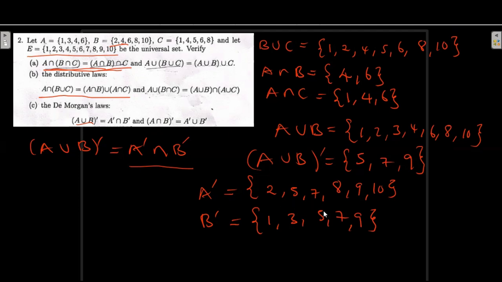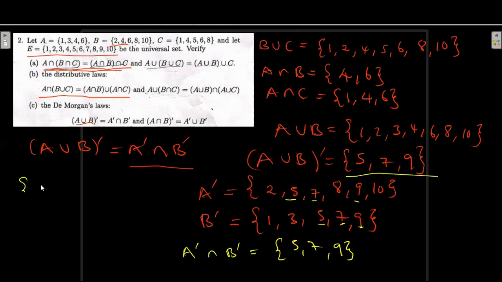So I check closely there and I'll see that I have 5 here, I have 5 there. Then I have 7 there, I also have 7 there. I have 9 there and I have 9 there. So my A complement intersect B complement is just going to be equal to 5, 7, and 9. So now if I check here, what did I find my A union B complement? A union B complement, we found it was this set here. And that is the set containing 5, 7, and 9.